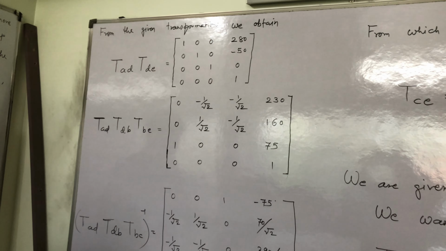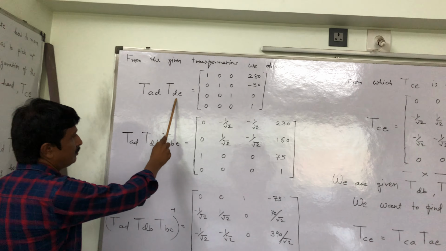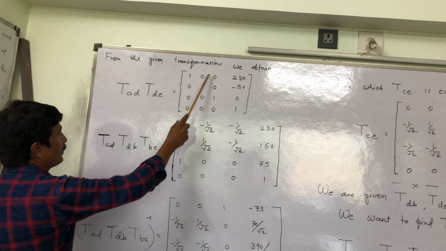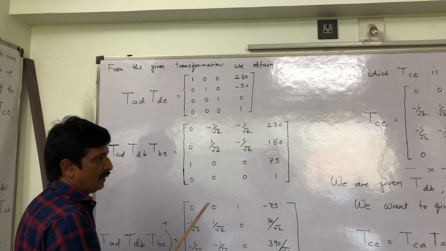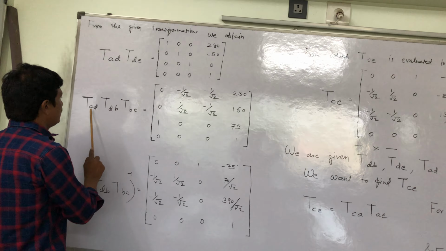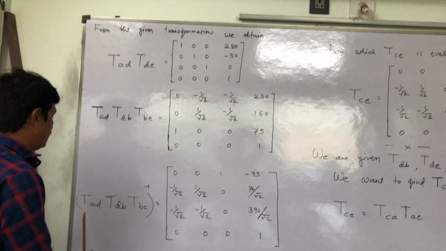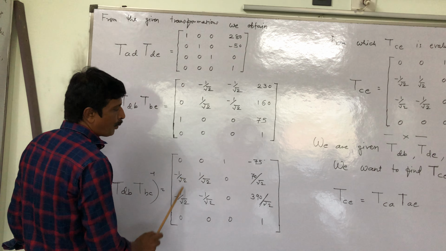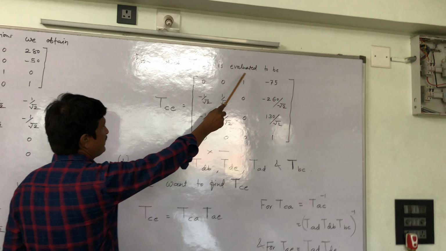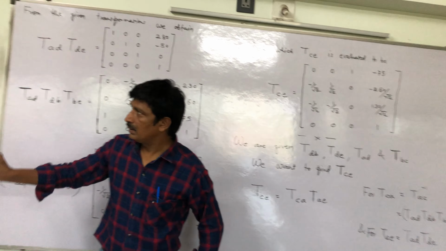The numerical values: this one, TAD, TDE. We require this, TAD, TDE. If these 2 are given, multiplying them, we get this. Similarly, for TAD, TDB, TBC, then afterwards we will take the inverse. From the data, these 3 matrices are given. So if you multiply, we get this result. So the inverse, with proper mathematics, we will get this. And then finally, TCE is evaluated to be this matrix.